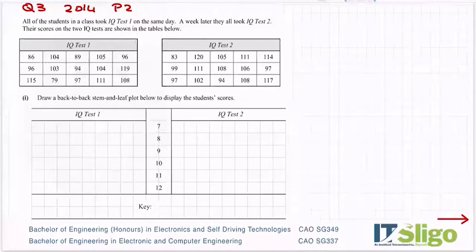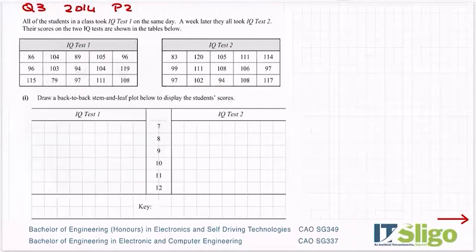Okay, so some stats questions. This is the first one we're going to take, and it's a stem and leaf. So it's from the 2014 paper. All of the students in a class took IQ test 1 on the same day. A week later, they all took IQ test 2. Their scores on the two IQ tests are shown in the tables below. Draw a back-to-back stem and leaf plot to display the students' scores.